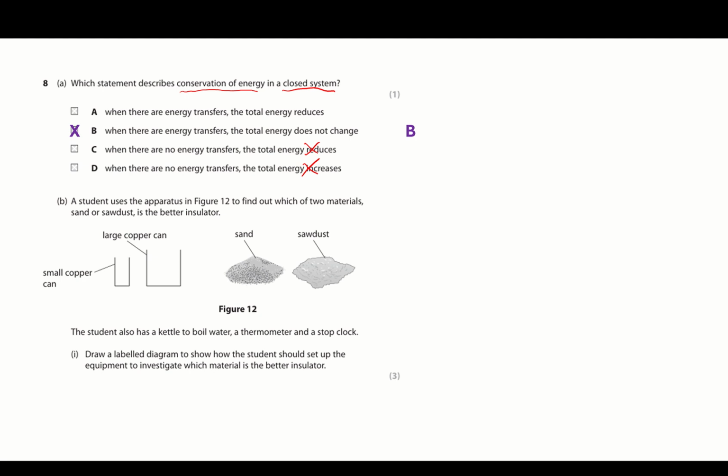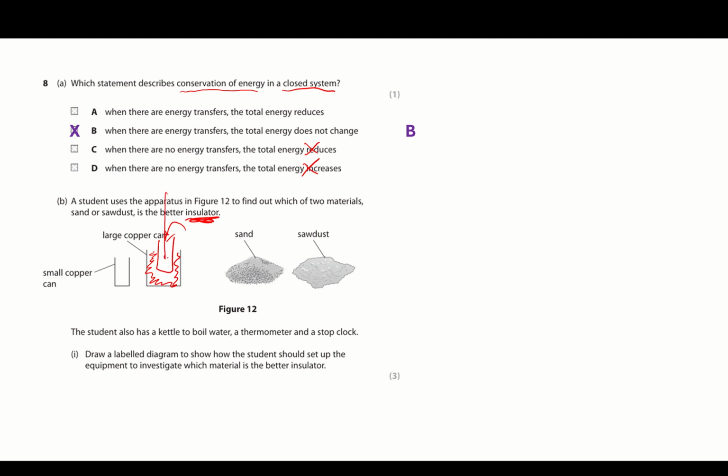Okay, the next one. A student uses the apparatus to find out which of two materials, sand or sawdust, is the better insulator. And hopefully you remember the practical where I gave you some kettles and you had to insulate a beaker. Well, we're swapping the beaker for a can. Now, the large can is so that we can pack sand or sawdust, and the small can is so that we can put some hot water in. That's the basics for that 3 marker.